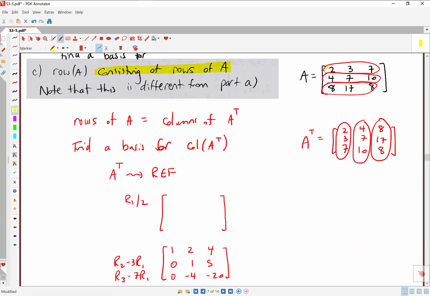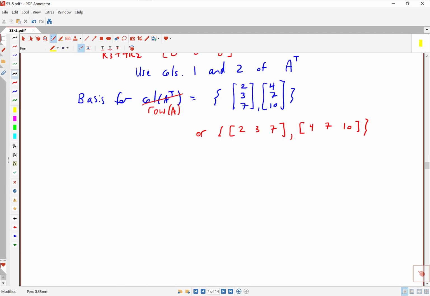So what we've decided is that the first 2 rows are sufficient to describe the information that's in the rows of A. So that tells us that the third row of A is actually a linear combination of the first 2. Okay, so let's talk about the geometry here.